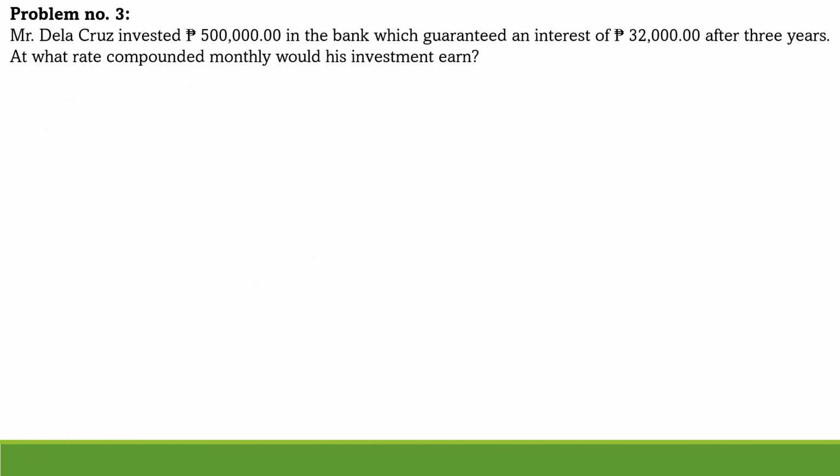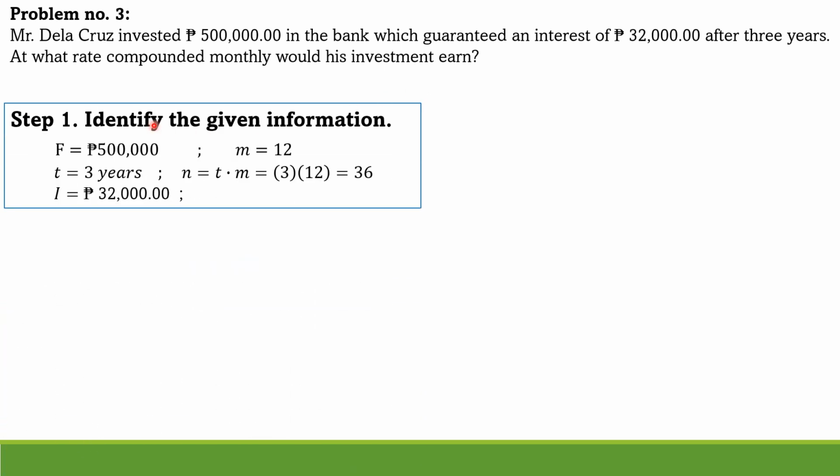So for our problem number 3, Mr. De La Cruz invested 500,000 pesos in the bank, which guaranteed an interest of 32,000 pesos after 3 years. At what rate compounded monthly would his investment earn?